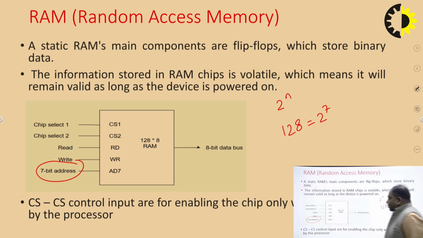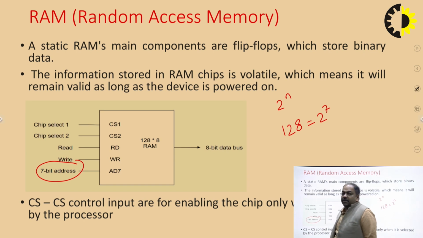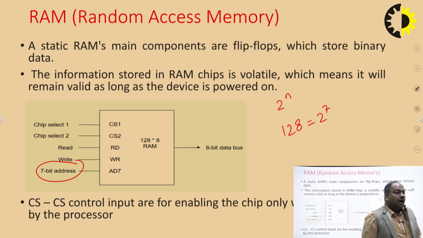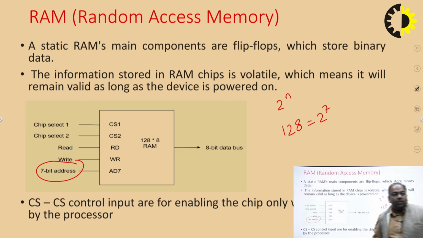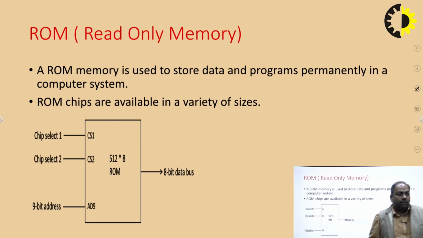Okay, so this can be calculated like this, and the chip selects are 1 and 2. Chip select is dependent on how many address lines and how many chips there are. So here in this diagram we are using 2, which is chip select 1 and chip select 2.